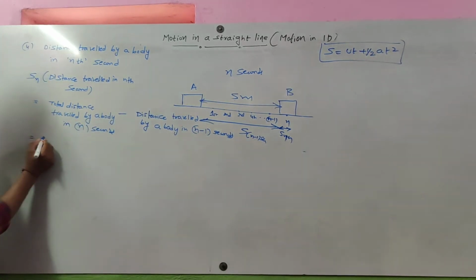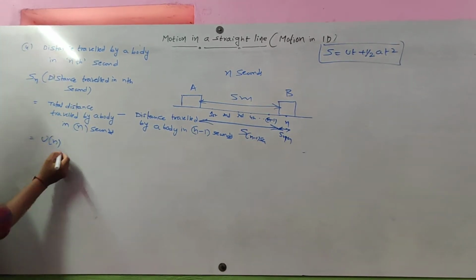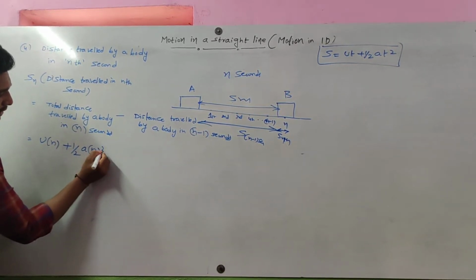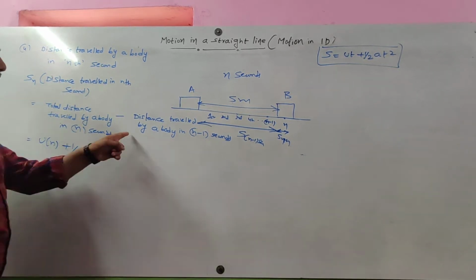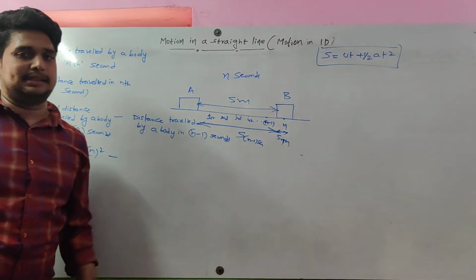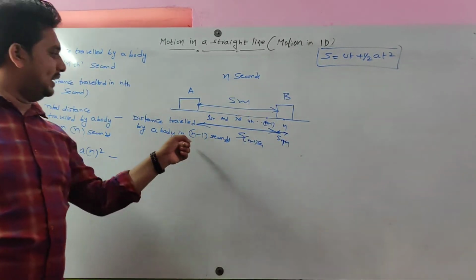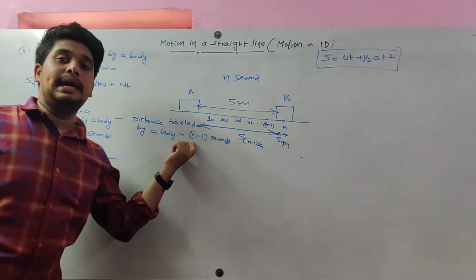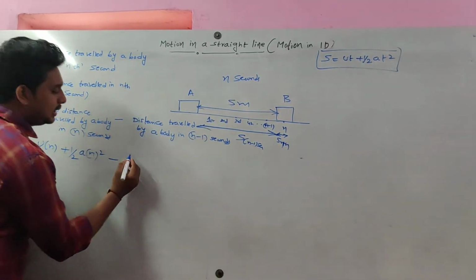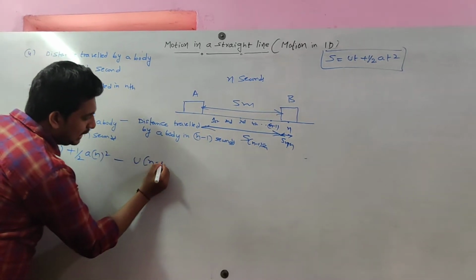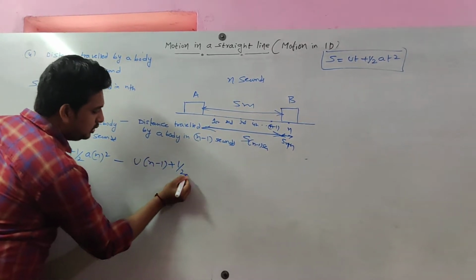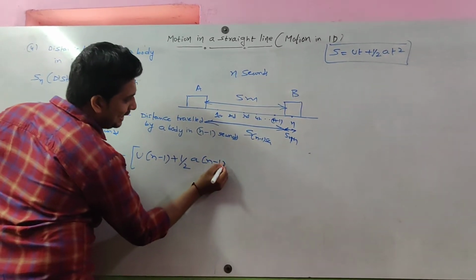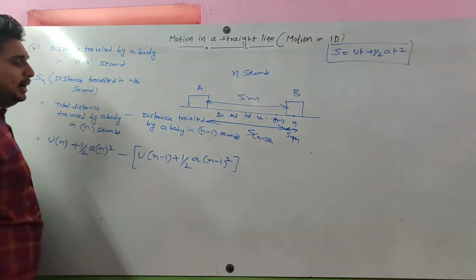So apply it: ut means u into n, plus half into at square means a into n square, minus the distance traveled by the body in n minus 1 seconds. That means here t is equal to n minus 1. Time is n minus 1 seconds. Substitute that: u into n minus 1, plus half into a into, open bracket, n minus 1, whole square.